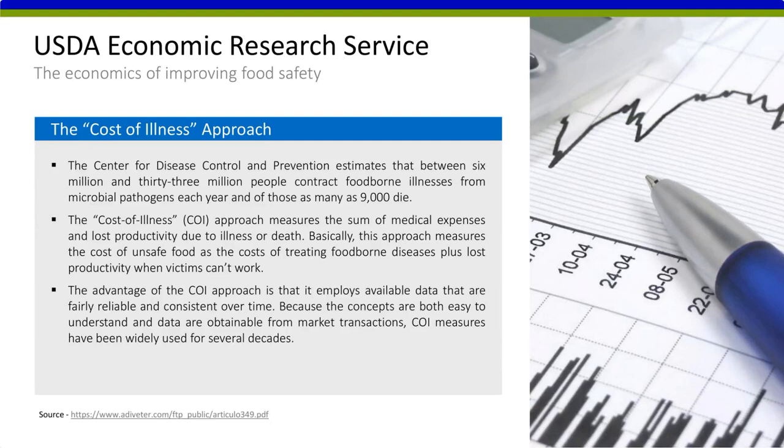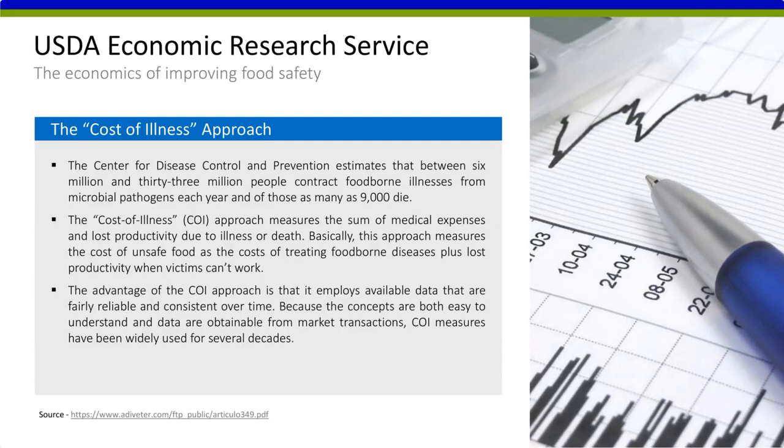So this economics of improving food safety presented an approach that is called cost of illness. This cost of illness approach measures the sum of medical expenses and lost productivity due to illness or death. Basically, this approach measures the cost of unsafe food as the cost of treating foodborne diseases plus lost productivity when victims can't work. And probably you have heard about this approach. The advantage of the cost of illness approach is that it employs available data that are fairly reliable and consistent over time, because the concepts are easy to understand and data are obtainable from market transactions. Cost of illness measures have been widely used for several decades.